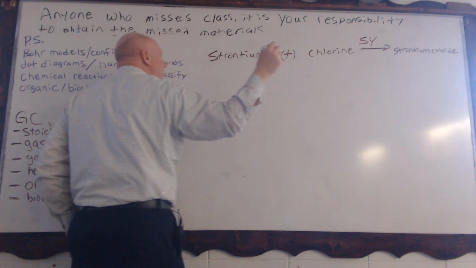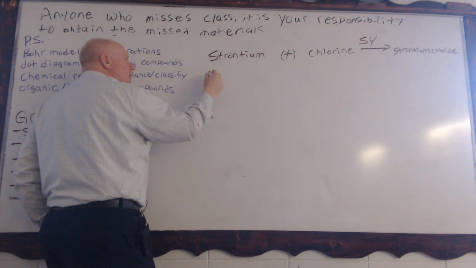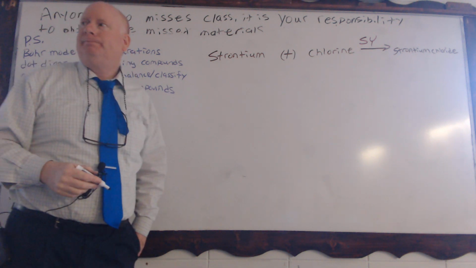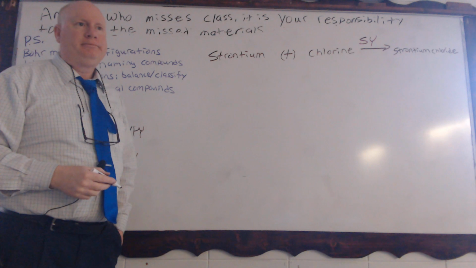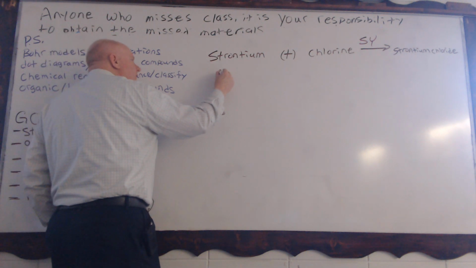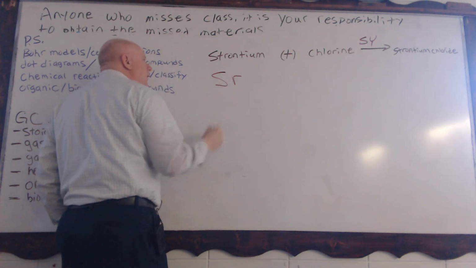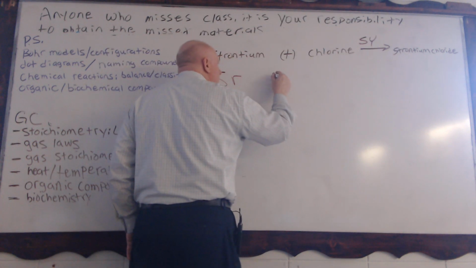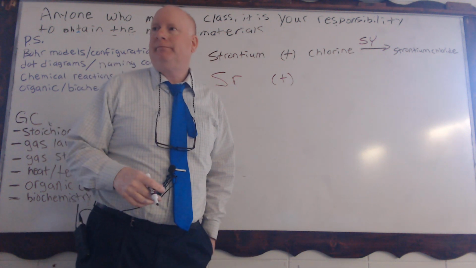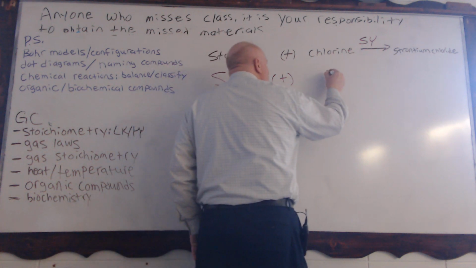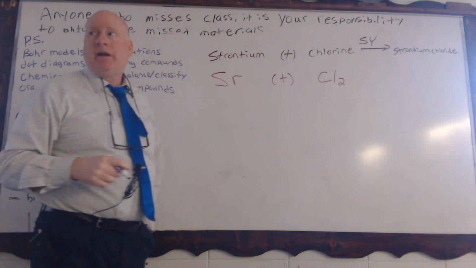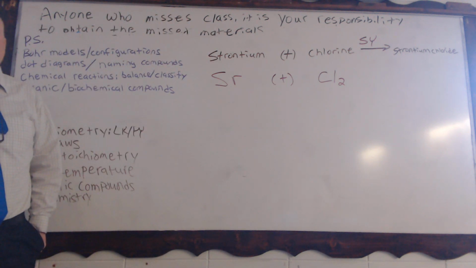So the symbol for strontium is what? You may need your table for this. It's in column 2. Okay, so it is Sr. Okay, then we're adding some chlorine to that. So what is the symbol for chlorine? Okay, now, why is that 2 has to be there? Why is that? Because it's diatomic.